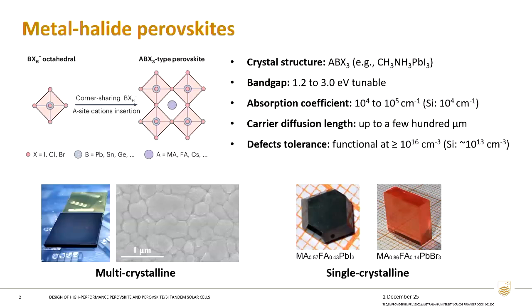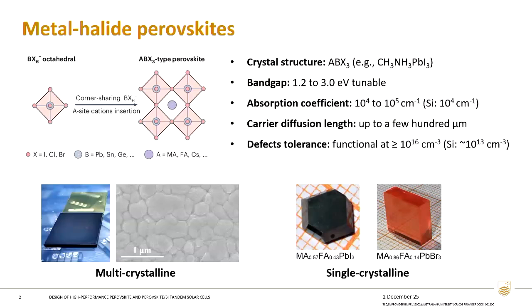Beyond this, perovskite material also has a few critical, exceptional optoelectronic properties that allow it to perform exceptionally in the solar cell field. These include a very high absorption coefficient, a very long carrier diffusion length, up to a few hundred micrometers, and also a very high defect tolerance. All this allows perovskite material to deliver very high performance in both single junction cell designs as well as tandem designs.